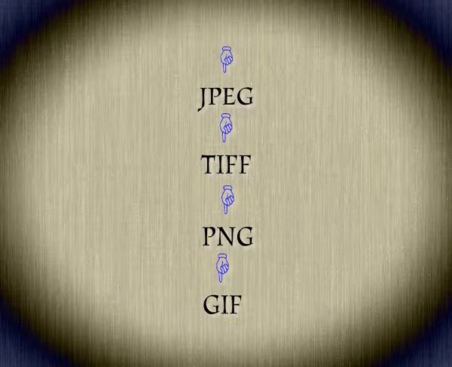Similarly, most other image file formats such as JPEG, TIFF, PNG, and GIF also store bitmap images, as opposed to vector graphics, but they are not usually referred to as bitmaps, since they use compressed formats internally.